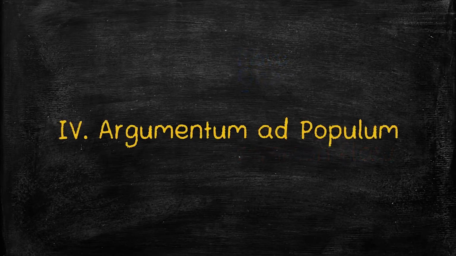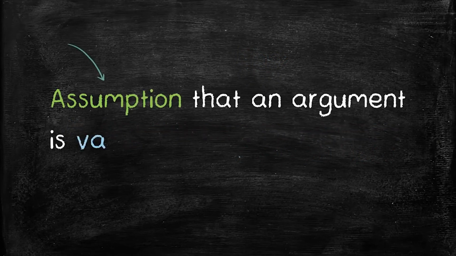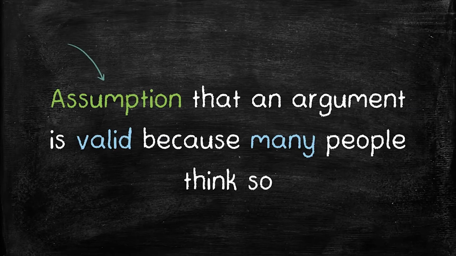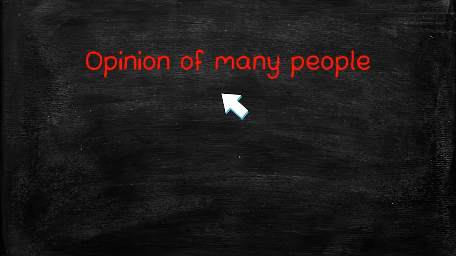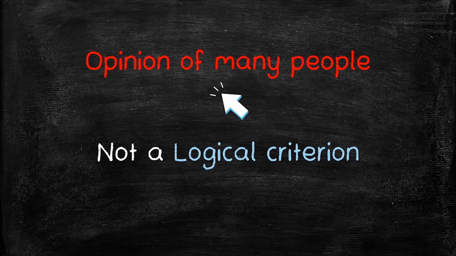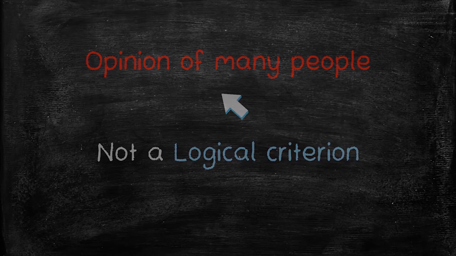Argumentum ad populum refers to the assumption that a particular argument is valid simply because many people think so. This reasoning is improper because the opinion of many people is not a logical criterion to determine the actual validity of any argument. For example, let's look at this statement.